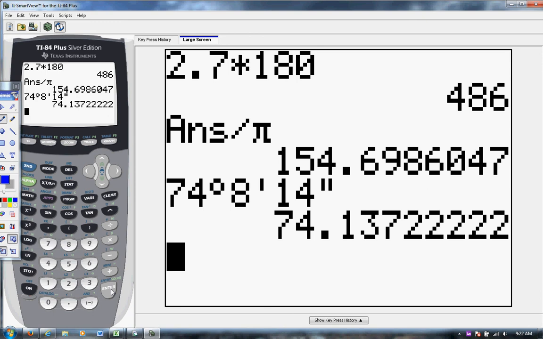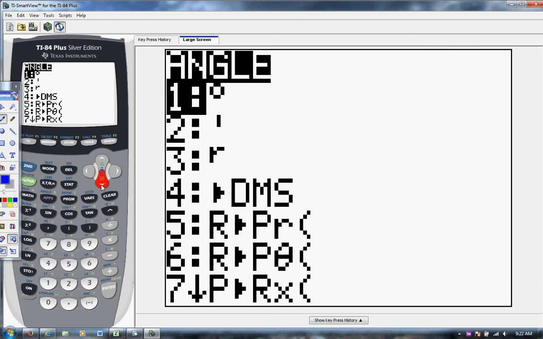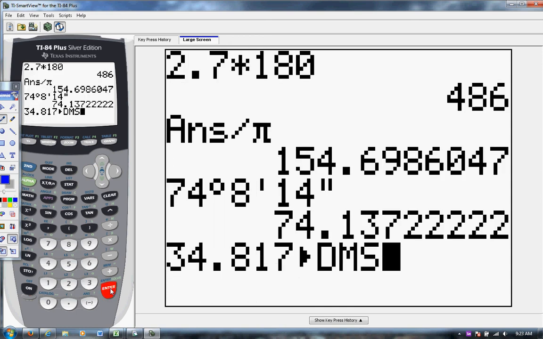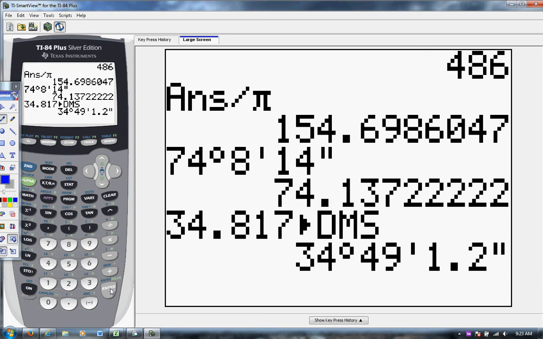What if you're given the angle in decimal form and you want to go back to degrees, minutes, seconds? Well, you type in the decimal form. Let's say my angle is 34.817, and I want to change that to degrees, minutes, seconds. Then I press second apps, and I select number 4 for DMS, degrees, minutes, seconds. If you hit that and then hit enter, it automatically changes it into degrees, minutes, seconds. And we're going to stop there for today.